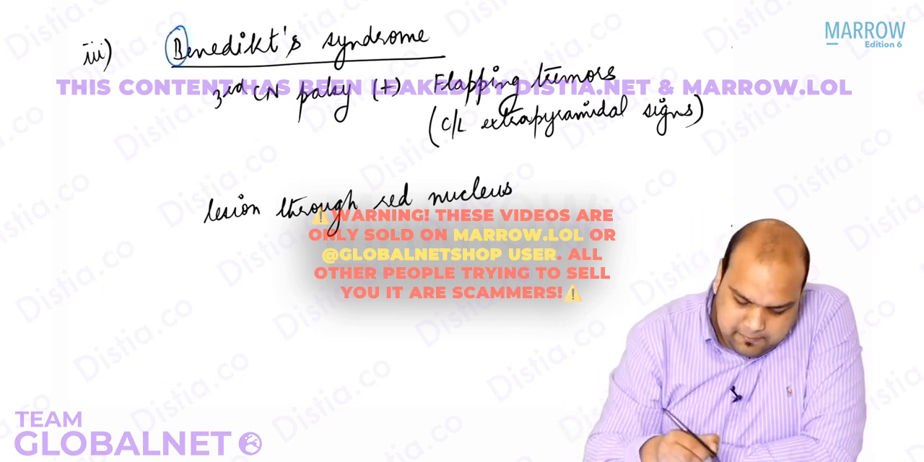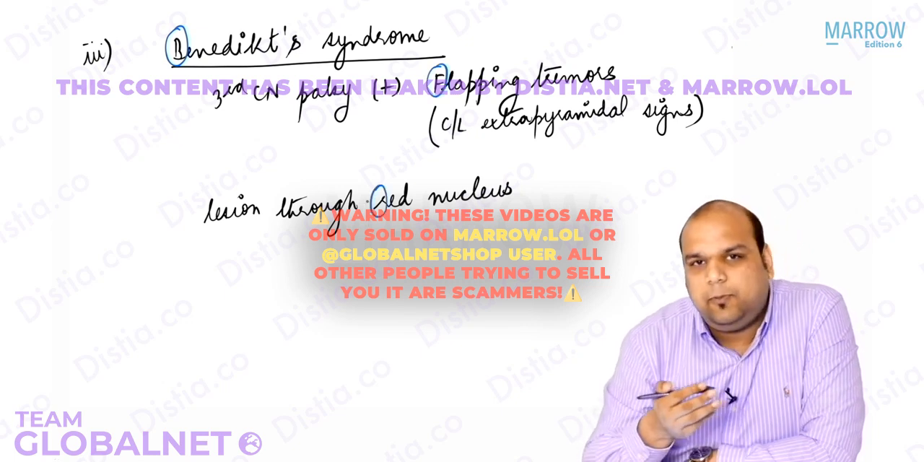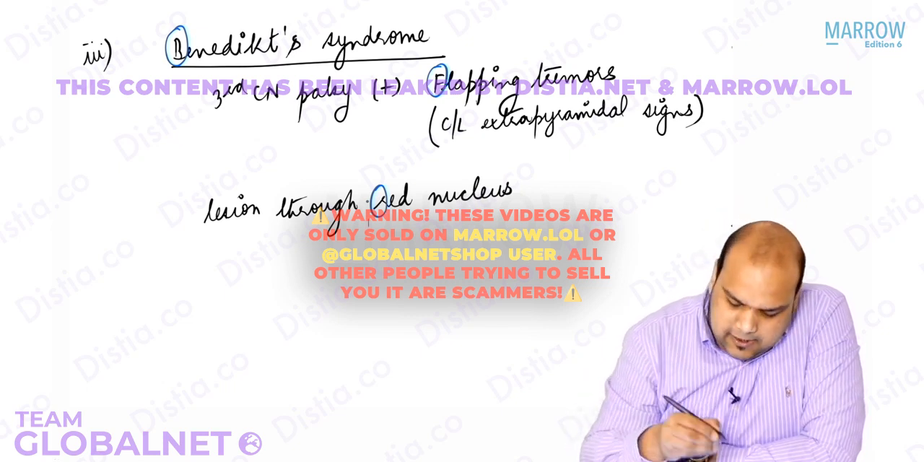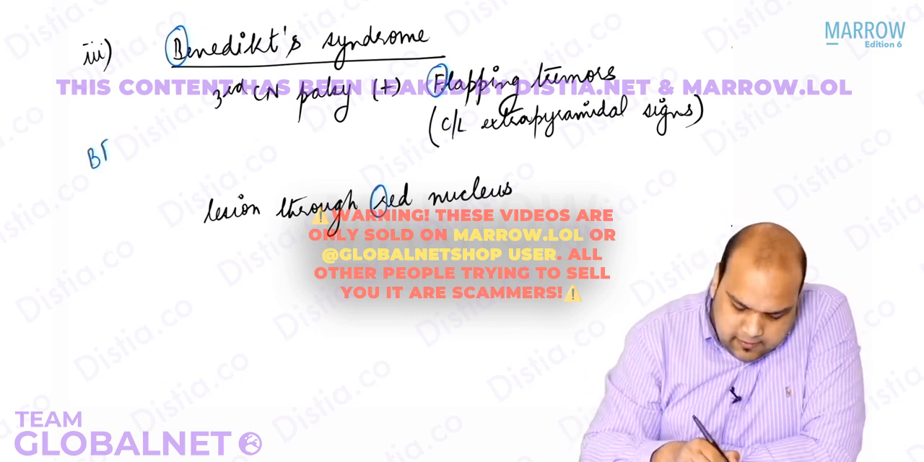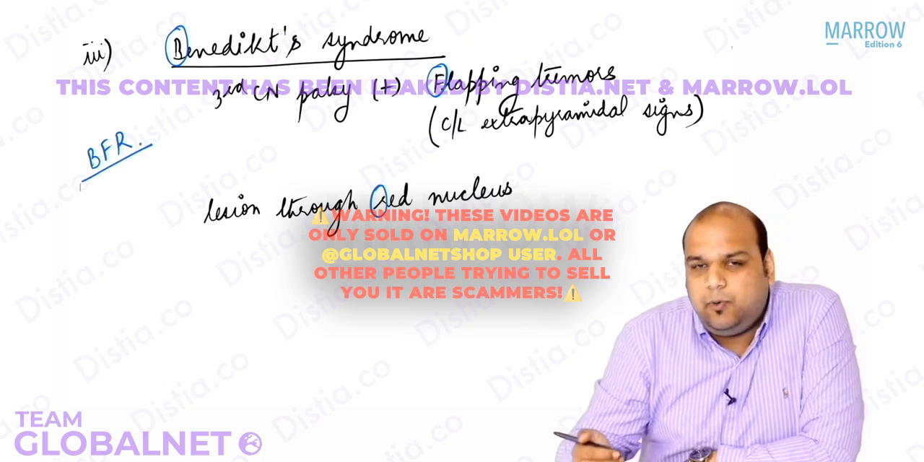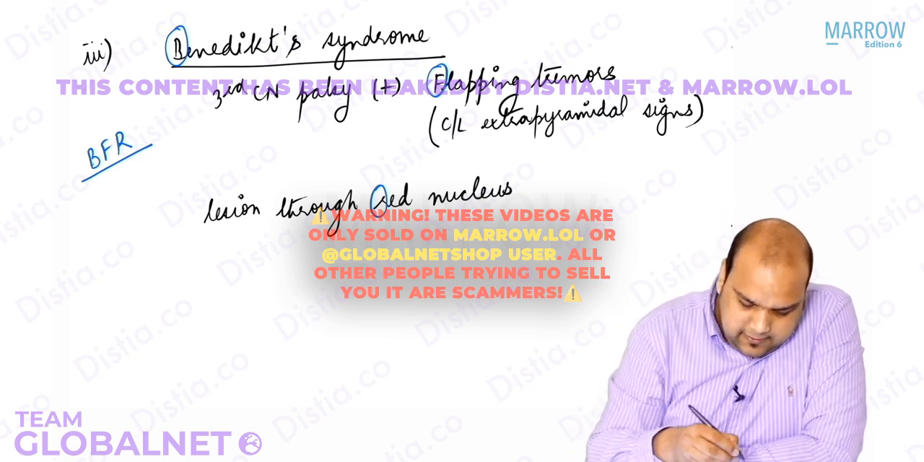I remember it by B, F, R. If you talk about the MCQ points, these are the points. Benedict syndrome, flapping tremors is also seen, and the lesion is through the red nucleus. BFR, that's how I remember it. Boyfriend, breakfast, whatever you can remember it as the short form. Then number 4.